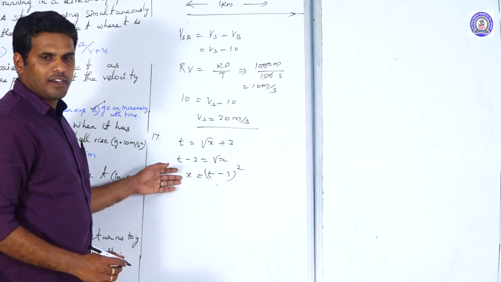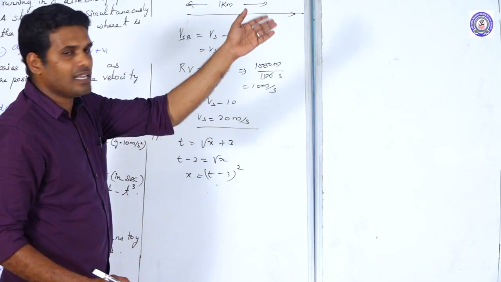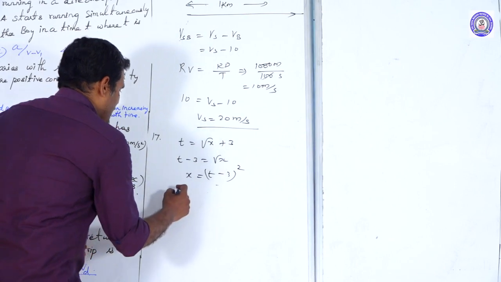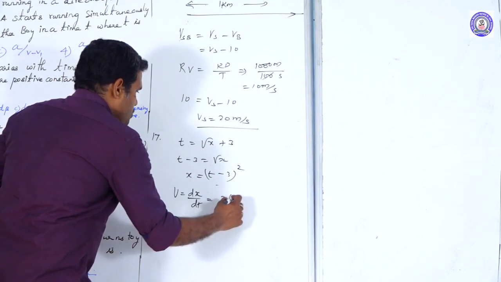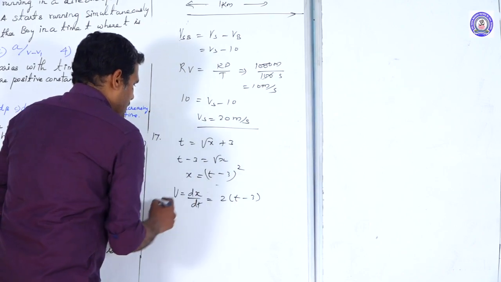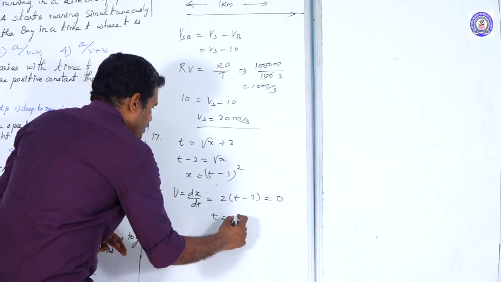So I got an expression for displacement. Now you can calculate what is the displacement of the particle when its velocity is 0. Velocity of the particle can be calculated. V equals dx divided by dt. This is 2 into t minus 3. It is mentioned that when velocity becomes 0, then time will be equal to 3 seconds.